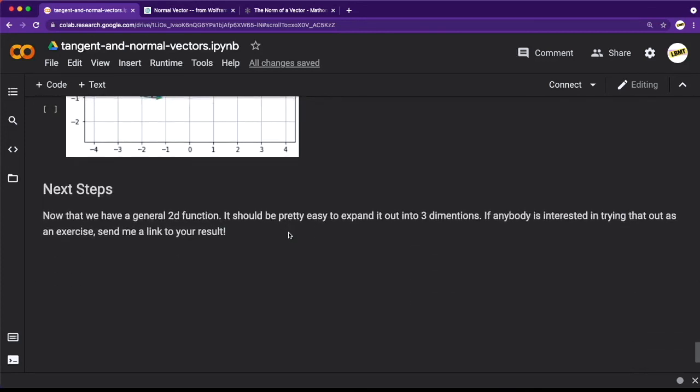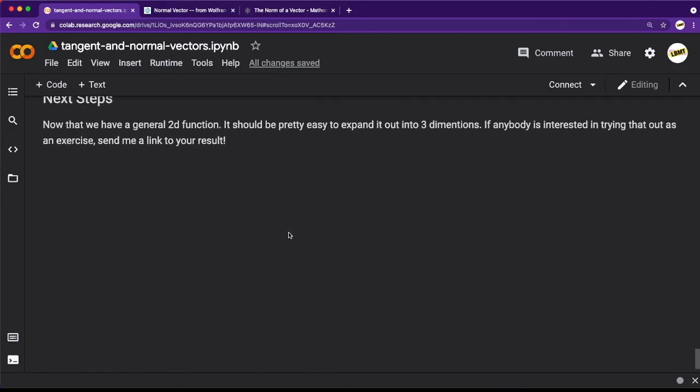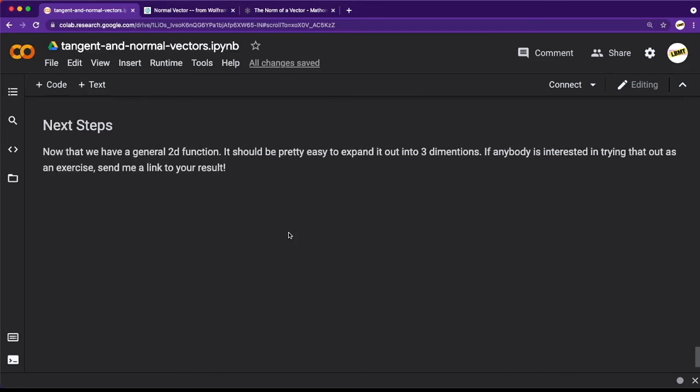That is our function. Next steps, we did this general 2D function. It actually should be pretty easy to expand it into 3 dimensions if you want to. If anyone's interested in trying that out, go ahead and copy this Google Colab and make some adjustments to it and send it back to me, and I'll share it out, because I think that would be a great function to have in 3 dimensions.